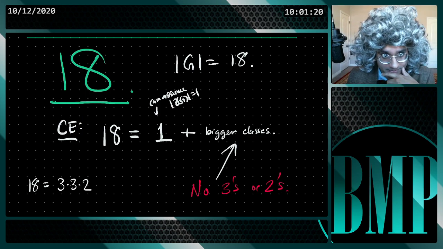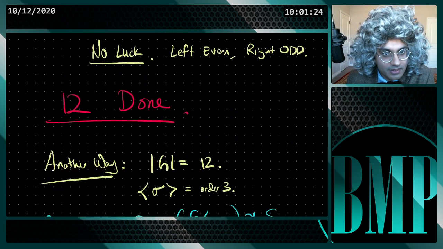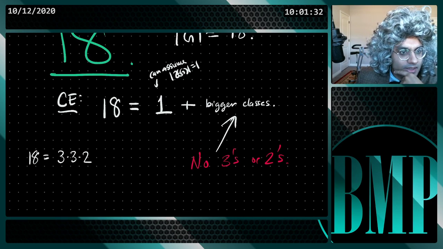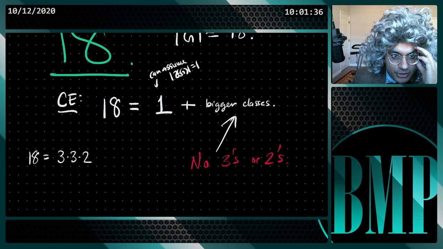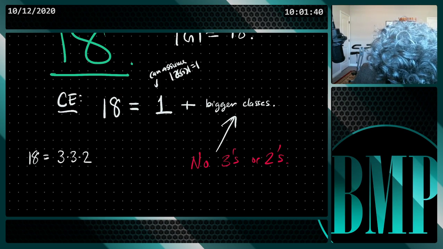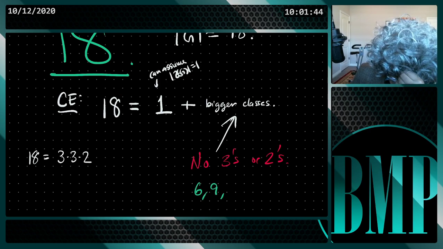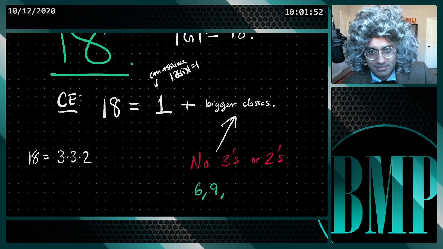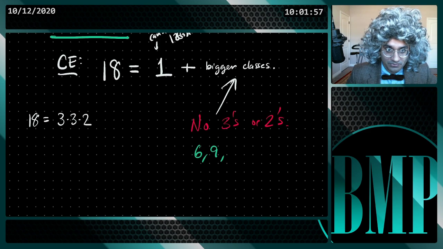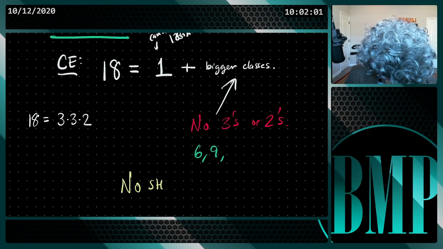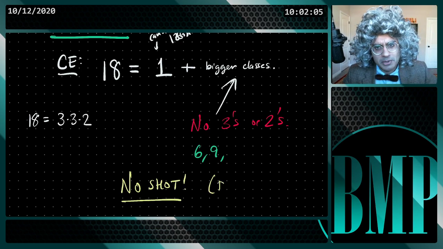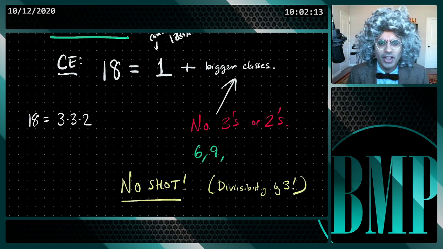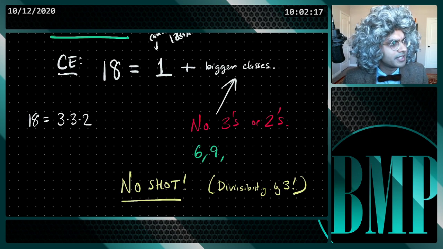Again, homomorphism trick, the 12 trick. Same reason these orbits can't be that size, otherwise we'd be done. So no 3s or 2s there. But then any number bigger than that, we can have 6 or 9, and that's it. Sixes and nines, some number of them, add them up, plus a 1 equals 18. No shot, because of divisibility by 3. So 18 is done.